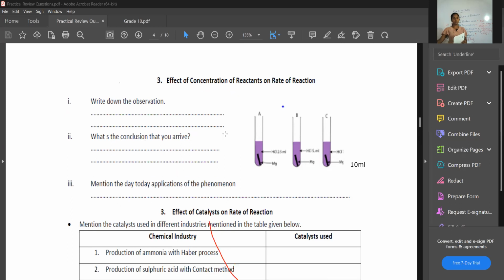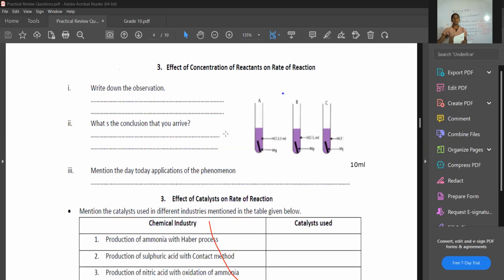What is the conclusion? We have to write the answer regarding the concentration. If the concentration is high, there are more reactants in a unit volume. So the number of collisions increases, so the rate of the reaction increases. That is how we write how an increase in concentration affects the reaction rate.